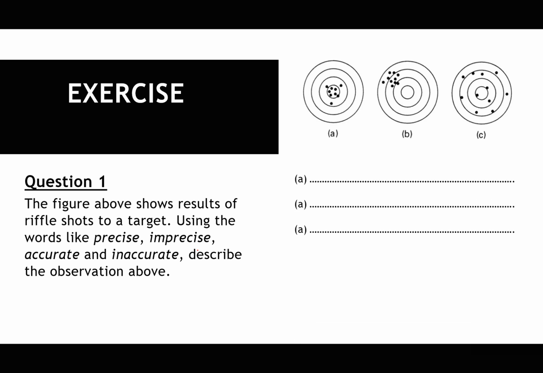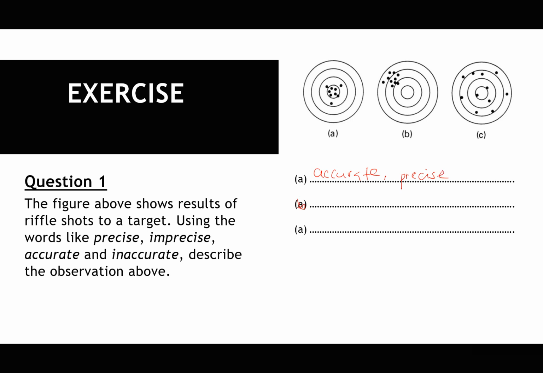Number 1. In A, you notice that there are some shots in the target. So we shall say this is actually accurate, because there are some shots in the target. But also you notice that at least most of them are close to each other. So you can say accurate and actually precise.